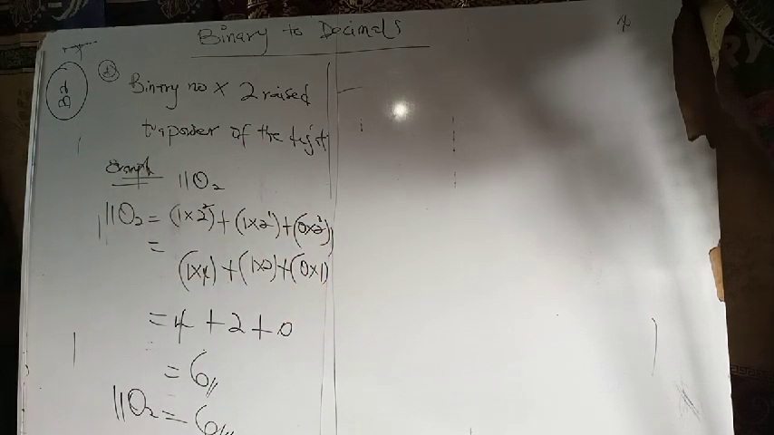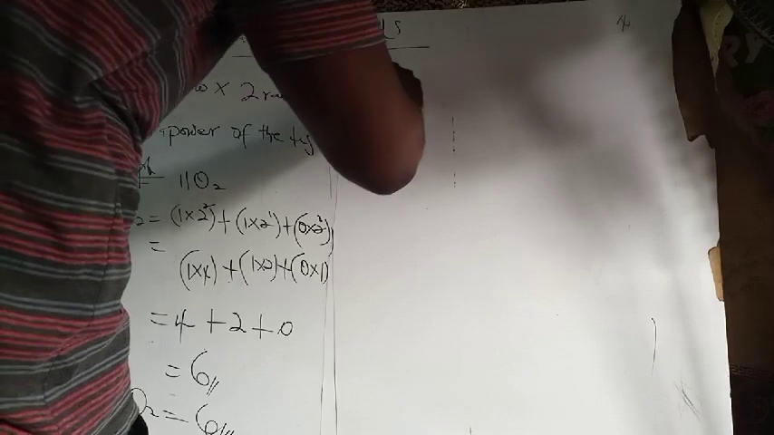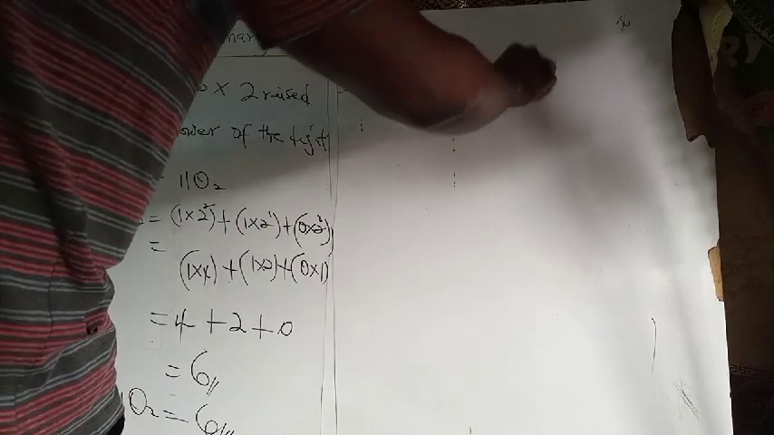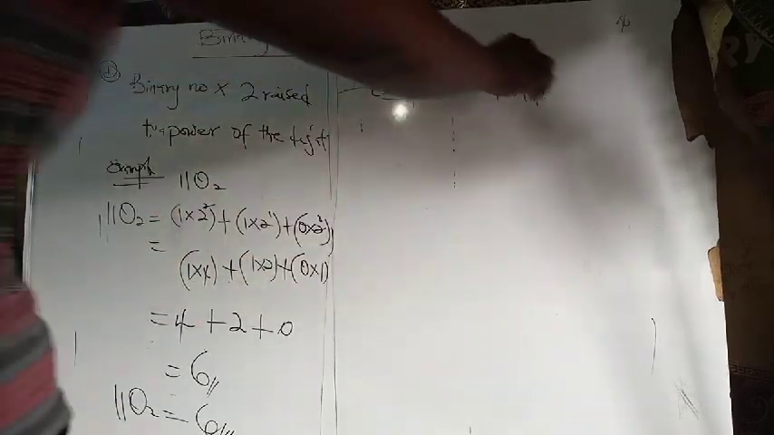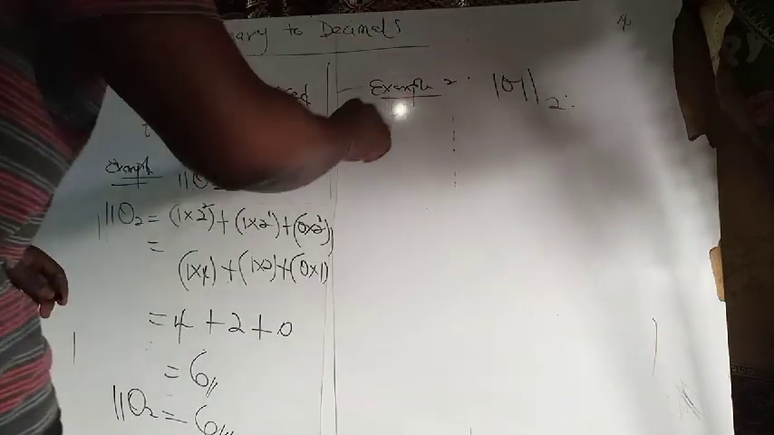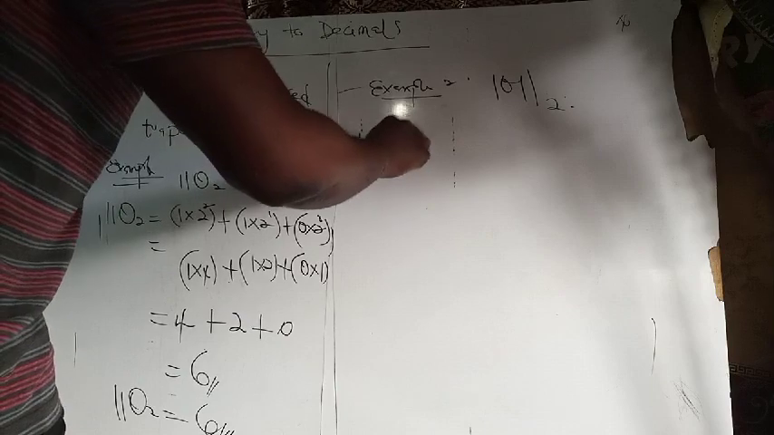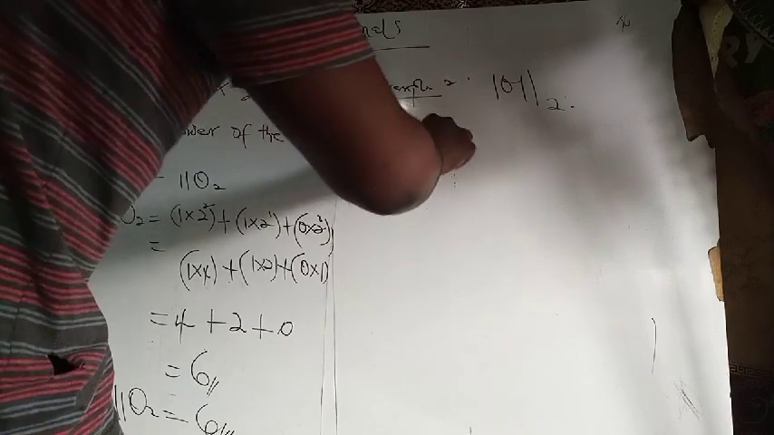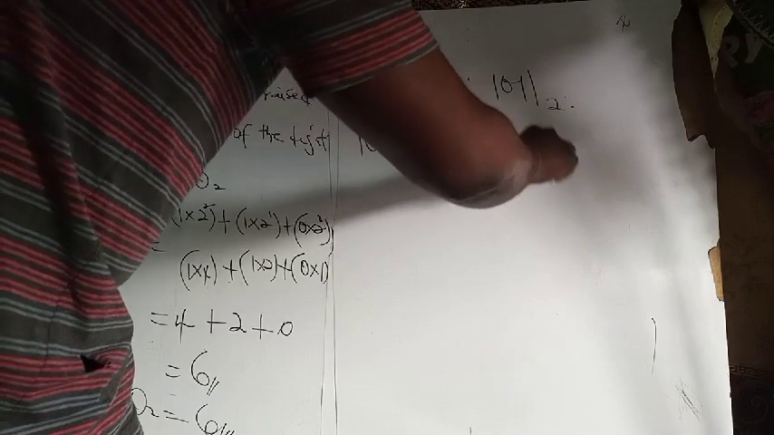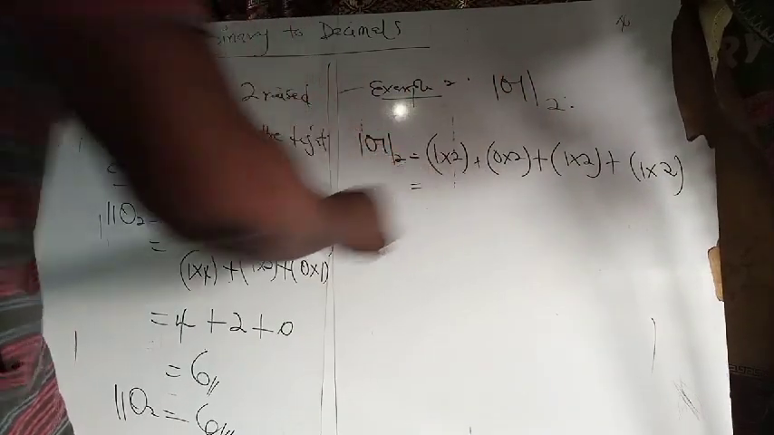Okay, let's take a second example. Example 2. Let's quickly convert the number 1011 base 2 to decimal. So my 1011 base 2 to decimal is going to be 1 times 2 plus 0 times 2 plus 1 times 2 plus 1 times 2, which is equal to.